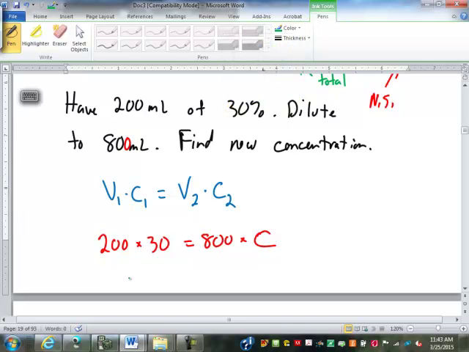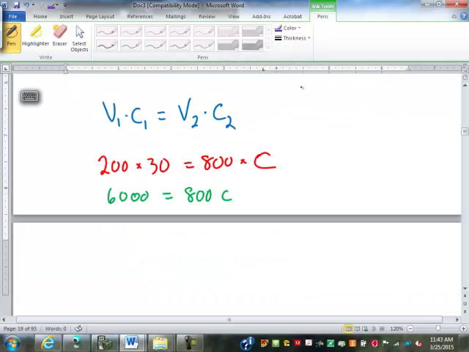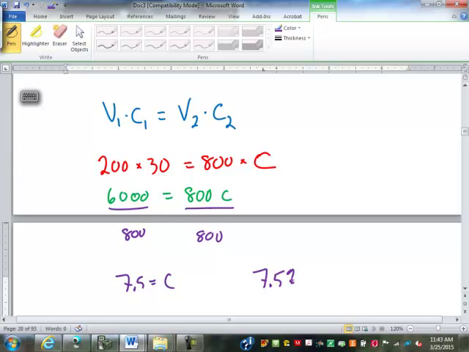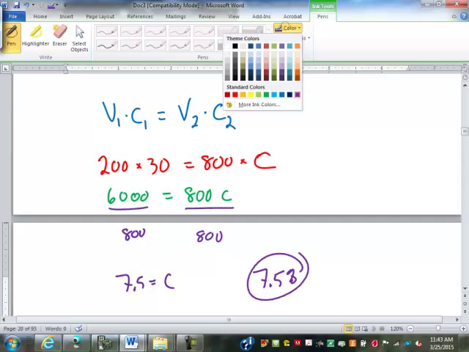So 200 times 30 is 6,000. We divide by the 800. We get 7.5 is our new concentration. So 7.5% is the new concentration of that solution.